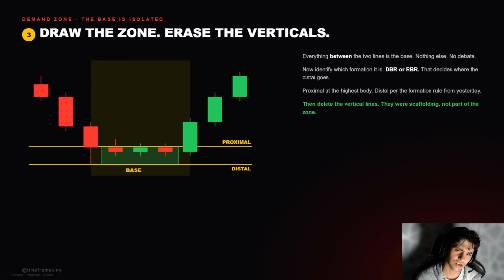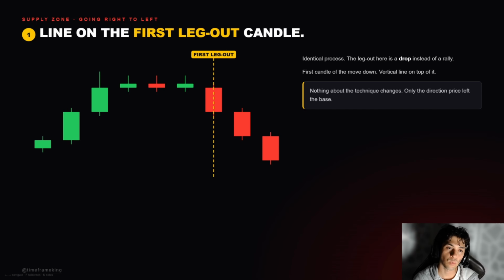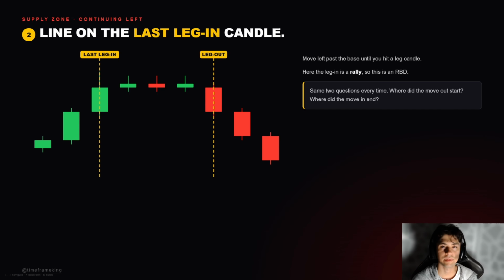And let's take a look at supply right now. I'm going to go quicker here because genuinely nothing changes. Step 1, from right to left, you want to find the explosive move out. Here, the move out is a drop instead of a rally. First candle of it, vertical line on top, okay? Same step, just different direction there. Step 2 here, you want to keep moving past the base until you hit another leg candle. Here, the leg in is a rally. So the formation is a rally base drop. That's an RBD. And you always want to ask yourself these two questions. Where did the move out start and where did the move in end?